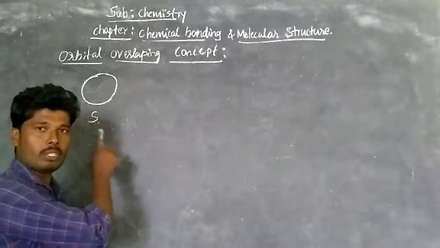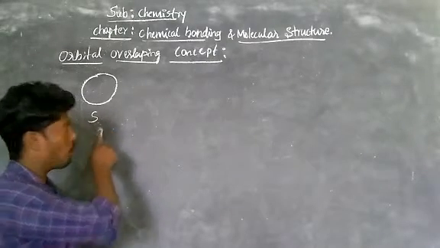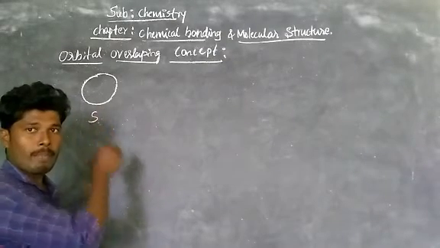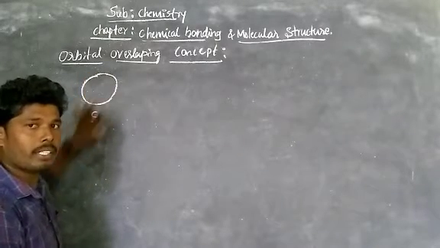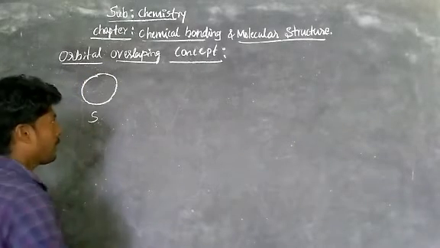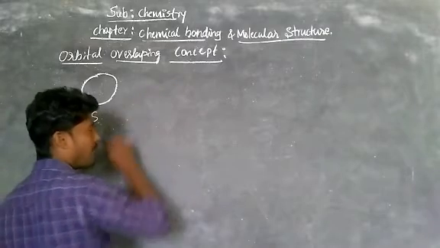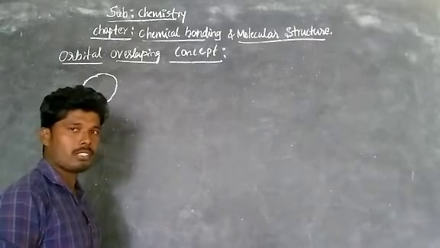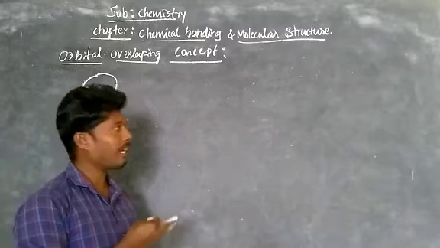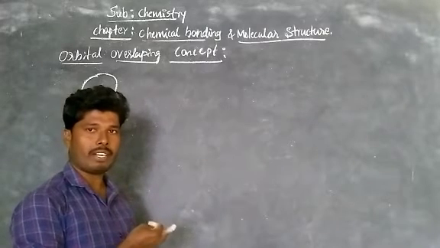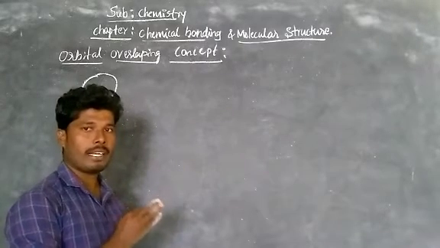There is no necessity to consider the x, y, z axis because it is spherical in shape and the electron density is distributed all over the atom. Then coming to the p orbitals, we can see three p orbitals. Three p orbitals means the directions are different. It means the p orbital is directional.